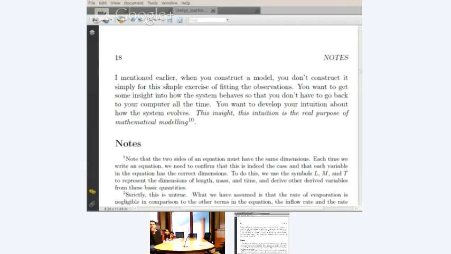We are not interested in just fitting observations. You could fit observations with a curve; maybe a polynomial will do the job. A very high order polynomial could fit most kinds of observations. Our interest is in getting insight into how the system behaves, so that you don't have to go back to your computer all the time. You want to develop your intuition about how the system evolves. This insight is the real purpose of this course.